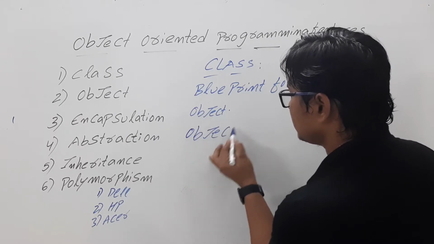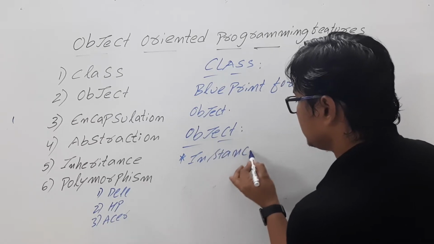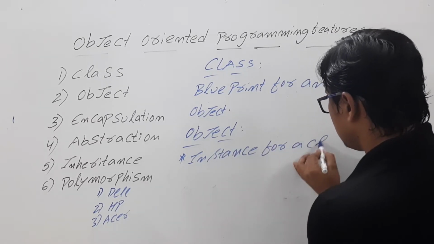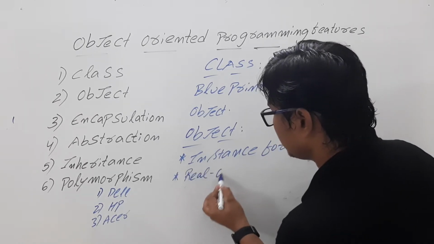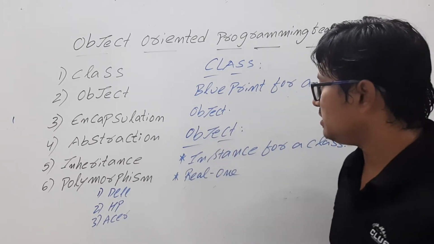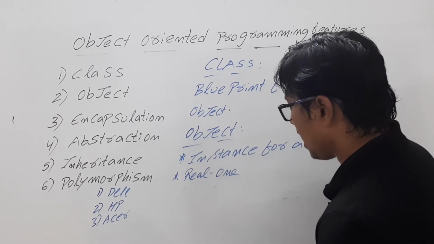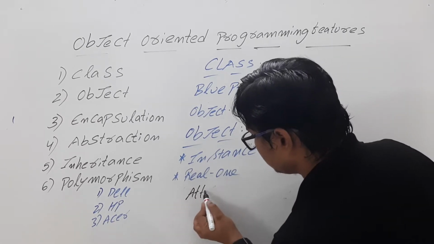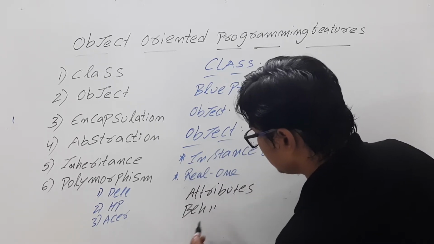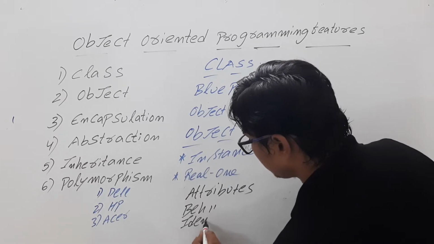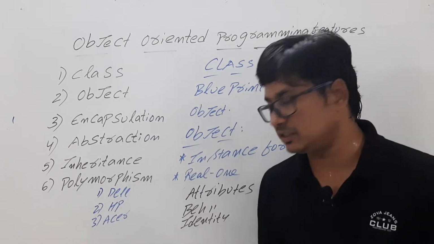An object is an instance of a class. Or you can say that it is a real one, whereas a class is imaginary and an object is a real one. And every object will have attributes, behavior and also identity. Now, what is meant by these attributes, behavior and identity, I will discuss with you.